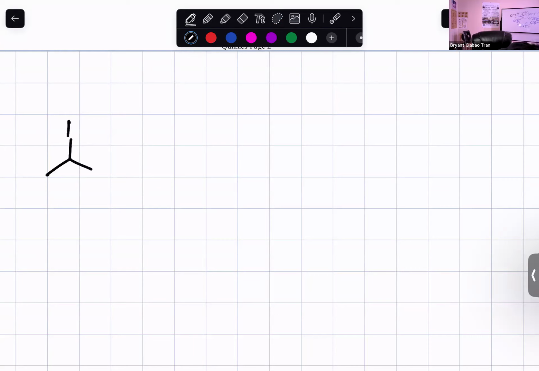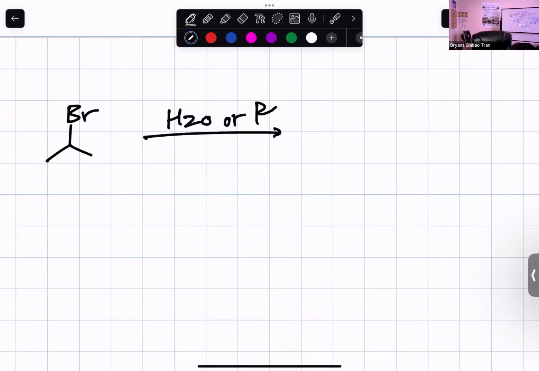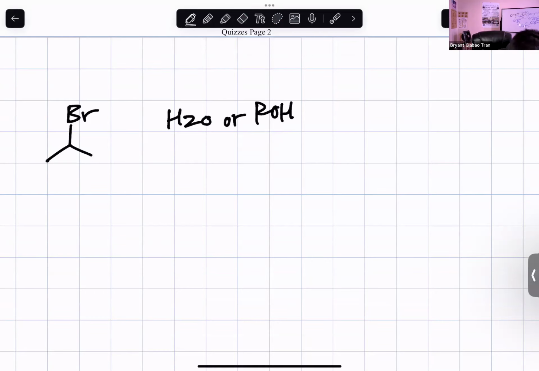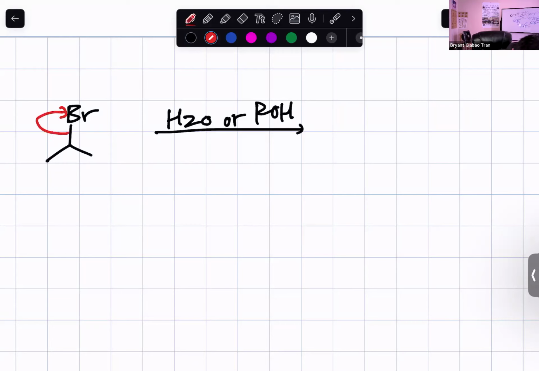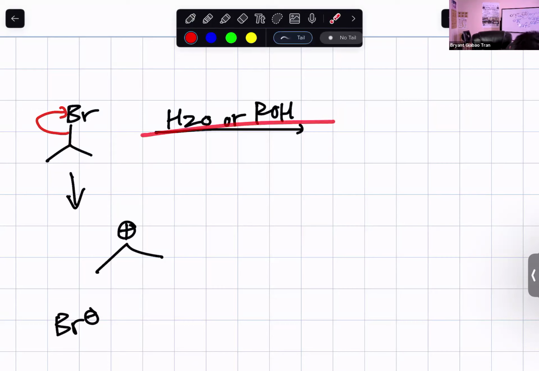Right. Where you're going to have a good leaving group present, and SN1 is going to use poor nucleophiles, like either water or some neutral alcohol, ROH. Not OR minus, but ROH, neutral alcohol. The very first step of the SN1 mechanism is to kick out the leaving group. When the leaving group leaves, it leaves with a negative charge. And this carbon here that lost a bond is going to be positive charge.